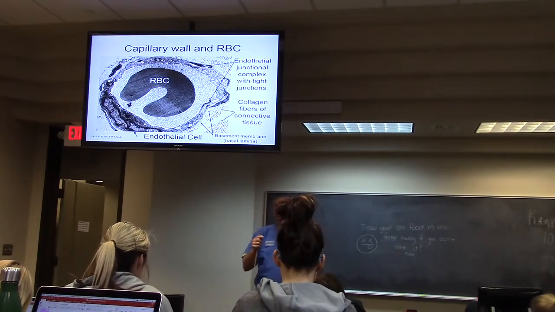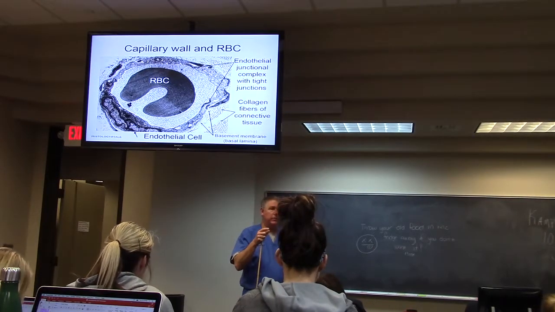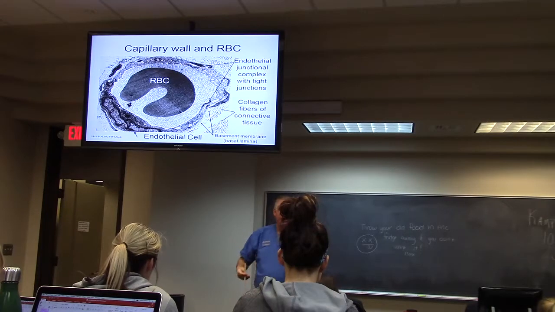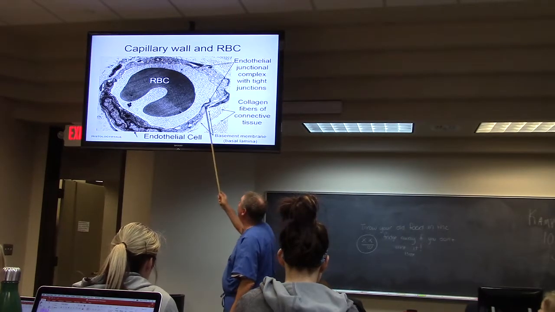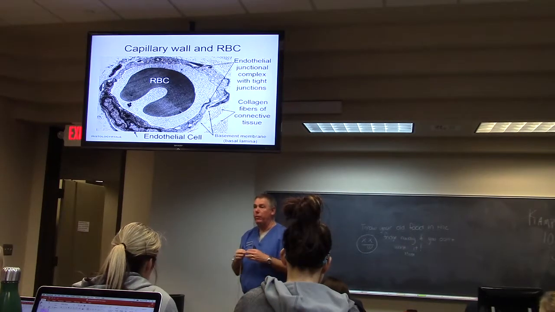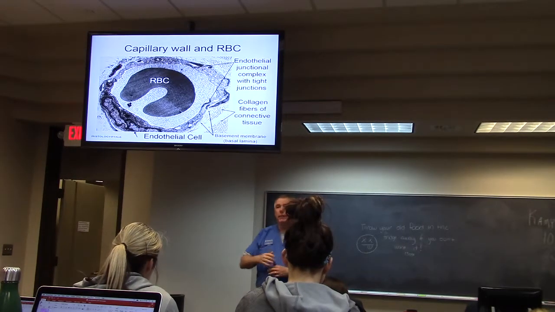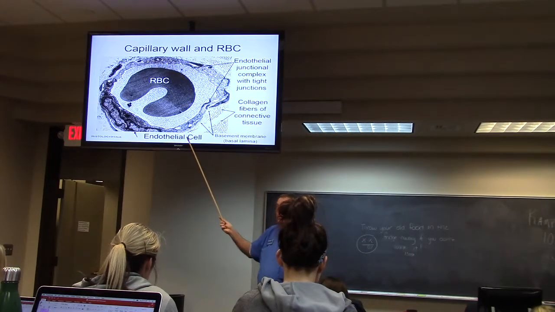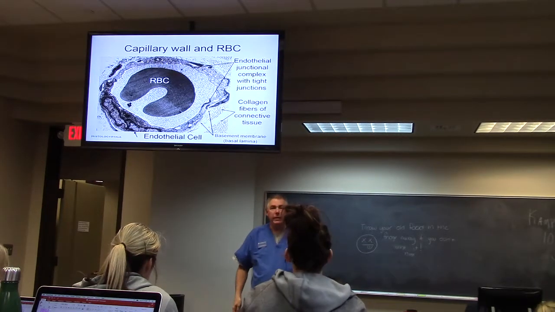In most places of the body, the endothelial cells are connected to each other by these things called tight junctions. And that's what you see here. These darkened structures here are tight junctions. Stuff cannot get through there. If you're going to get something through the endothelial cell, it has to go through the cell. It can't go between the cells.